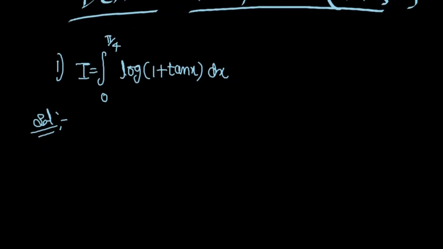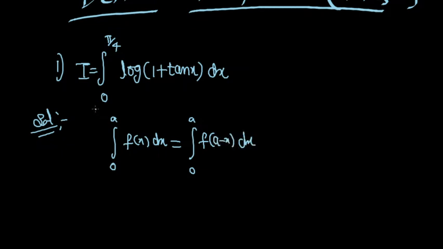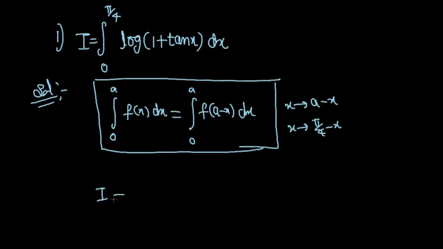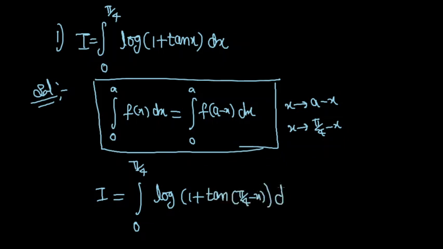Whenever we have integration 0 to a f of x form, we have to apply the property: 0 to a f of x dx is equal to 0 to a f of a minus x dx. So x is changing to a minus x. In the place of a we have pi by 4, so x is changing to pi by 4 minus x. So I is equal to integration 0 to pi by 4 log of 1 plus tan of pi by 4 minus x whole dx.